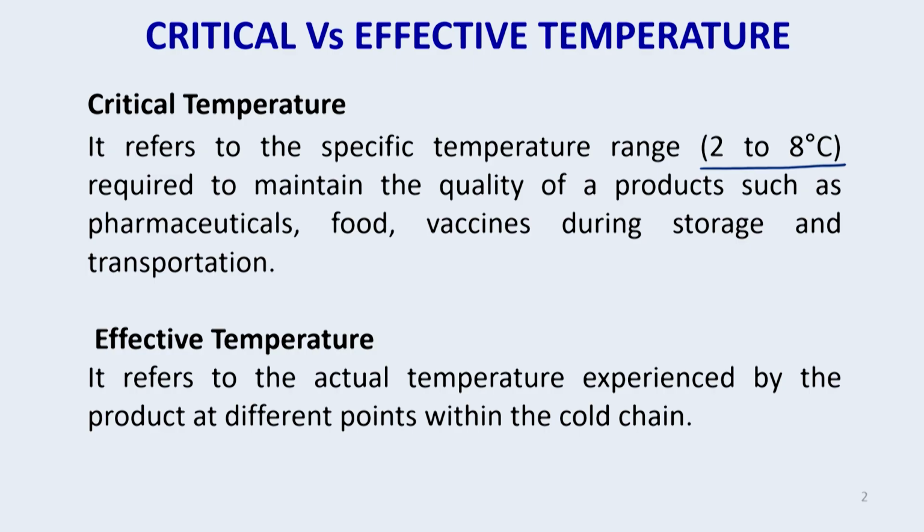Effective temperature is the actual temperature that is experienced by the product at different points within the cold chain, especially when the product is transported in a truck over a long distance, from one city to another city or even from one state to another state. So there are chances that the ambient conditions could vary.